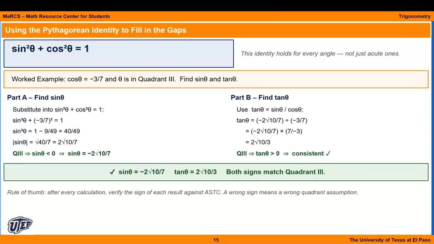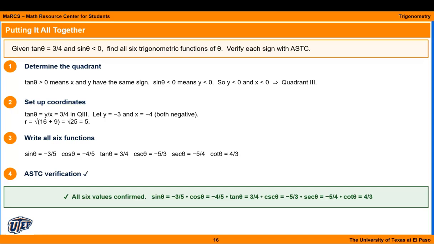Now let's use the Pythagorean identity to fill in some gaps. Suppose cosine of theta is equal to negative 3 over 7, and the angle lies in quadrant 3. Using the identity sine squared theta plus cosine squared theta is equal to 1, we find that sine theta is equal to negative 2 times square root of 10 over 7. Then tan of theta is equal to 2 times square root of 10 over 3. The signs follow from the quadrant.